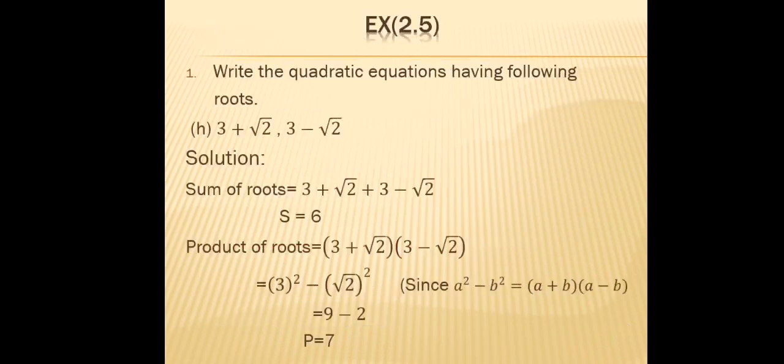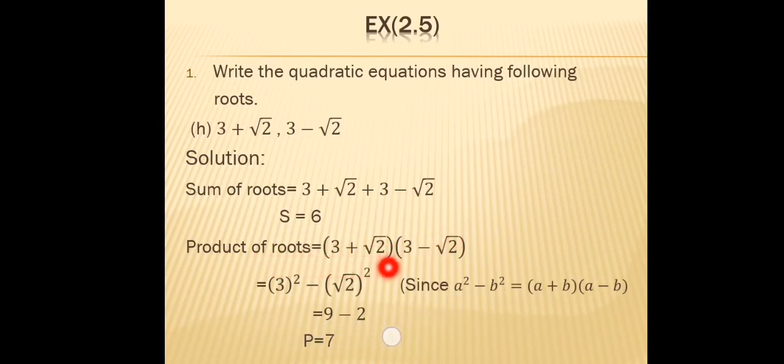Exercise 2.5 question number 1. Write the quadratic equations having following roots. So we will use the first condition, that is, if the roots are given to us, we can find out the quadratic equation to which the roots belong to. Here we have the two roots as 3 plus under root 2 and 3 minus under root 2. We just find out the sum of roots as s. This plus under root 2 and this minus under root 2 will cancel out each other and we will be left with 3 plus 3 which is equal to 6.